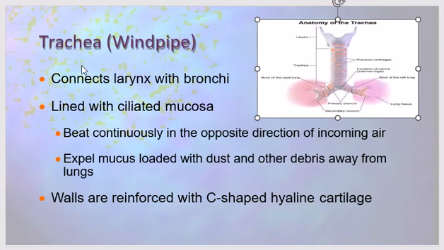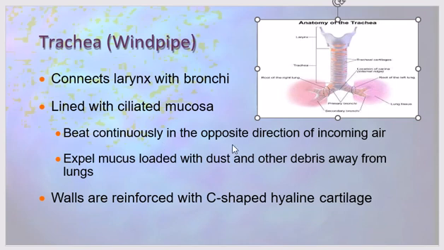Now the trachea, the windpipe, connects the larynx with the bronchi. What is the larynx? This part is your larynx part, and this part is your bronchi part. In between, the trachea is located, lined with ciliated mucosa. What is the ciliated mucosa? This part is the ciliated mucosa area.